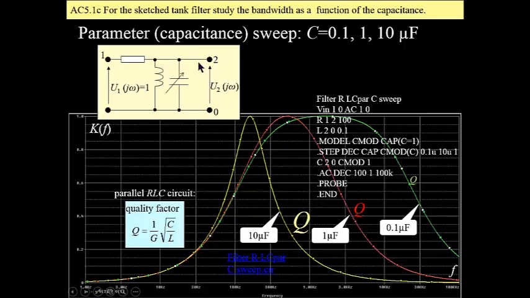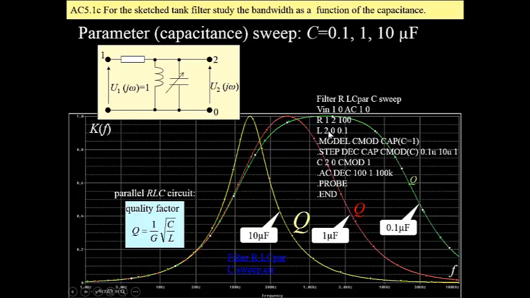We have a band pass, the so-called tank filter here, and a variable capacitance. Our task is to find a bandwidth as a function of this capacitance. On this slide, we have a result of PSpice analysis for three distinct values of a capacitance: 0.1, 1, and 10 microfarad. The larger the capacitance, the larger the quality factor, the narrower the bandwidth.